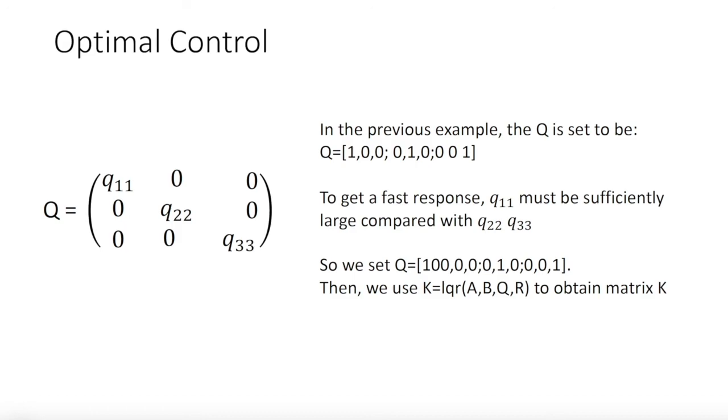For a faster response than the previous one, instead of using Q as an identity, we can increase the speed of the system by increasing the value of the Q11 to 100 and the Q22 and Q33 to be 1. Then we are going to find the new K using the LQR function and then compare it with the previous ones.